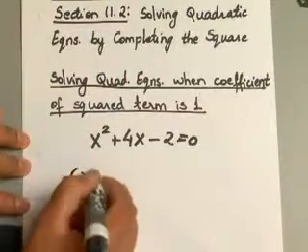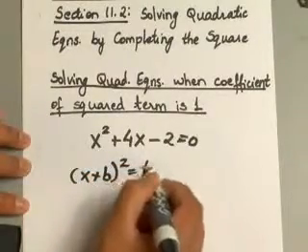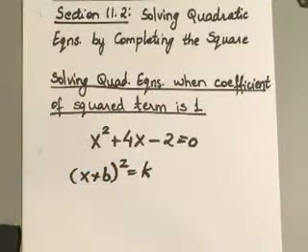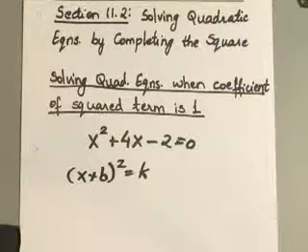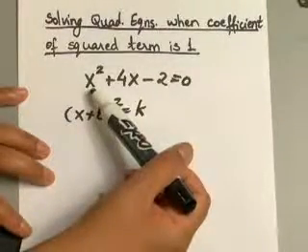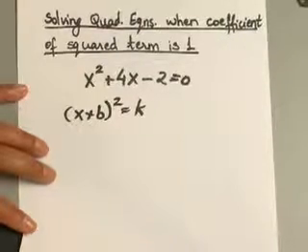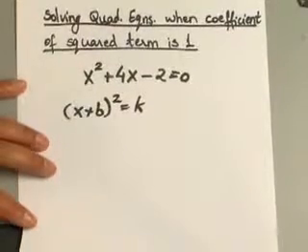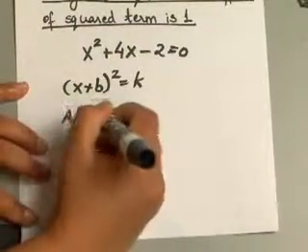Now what we want to try and do here is basically take this equation, and we want to try and write this equation in the form of x plus b squared equals k. And the reason we want to try and write it in this form is so that we can apply the square root property and solve this equation. So what we need to do here is we need to take our original equation and write it in terms of a perfect square trinomial.